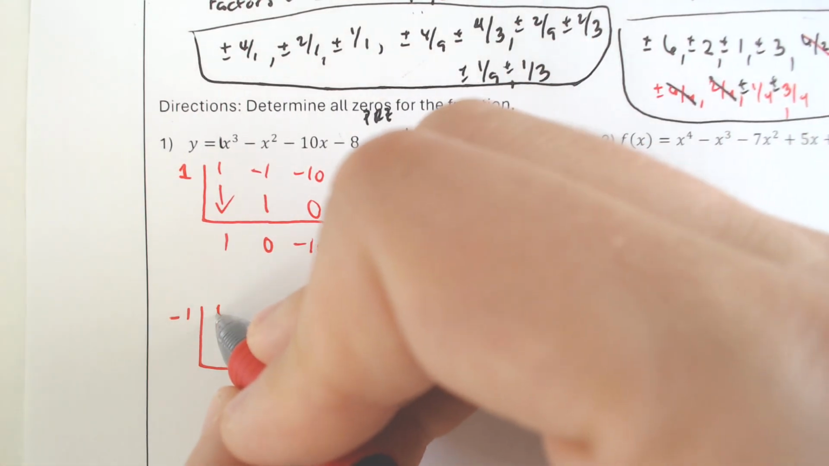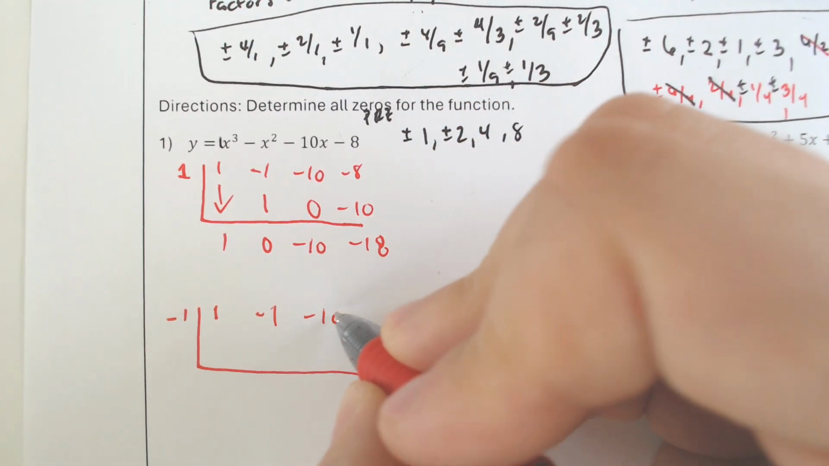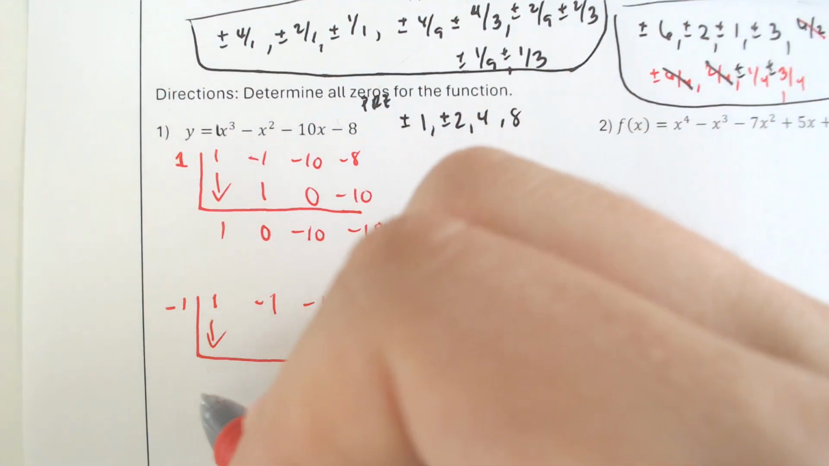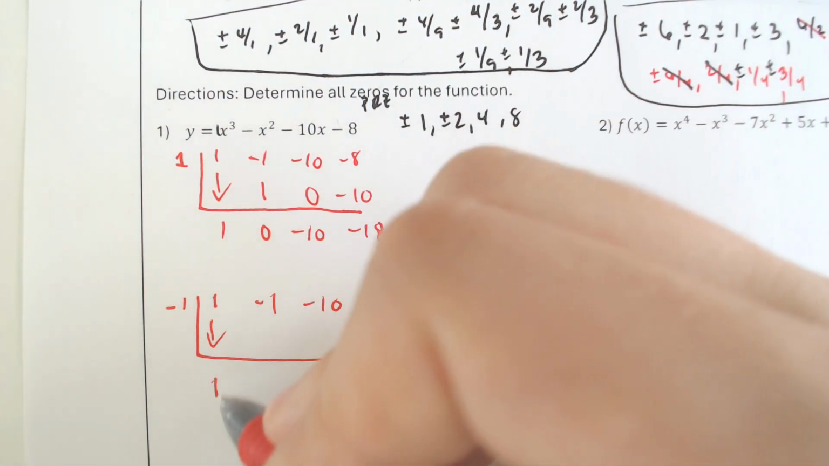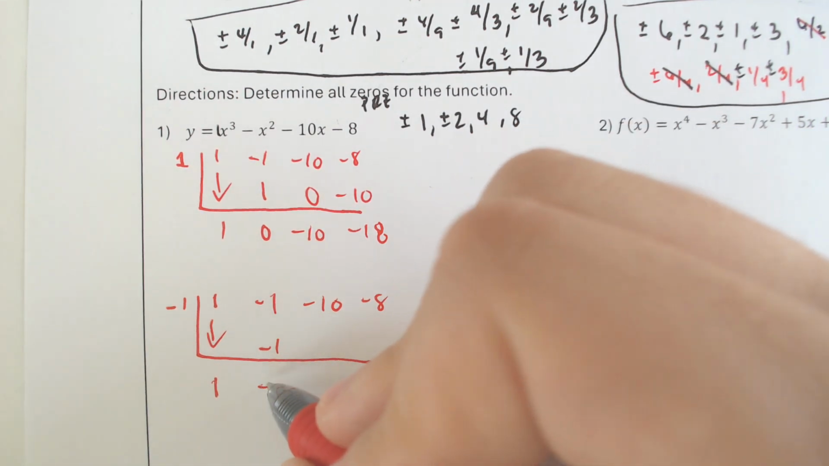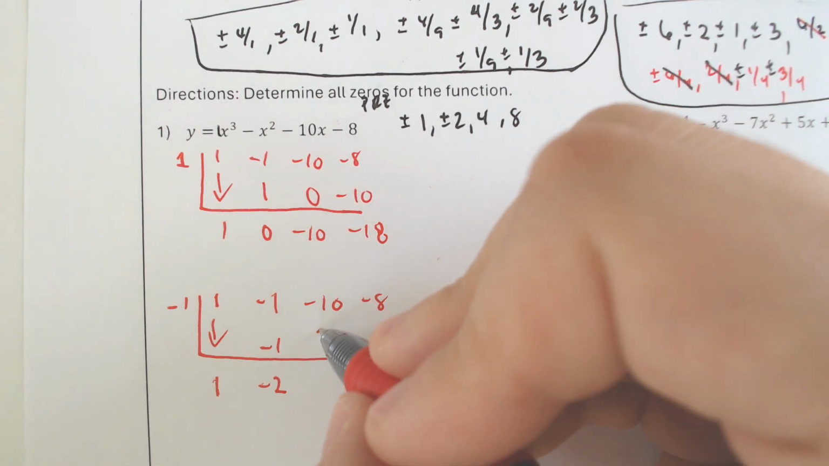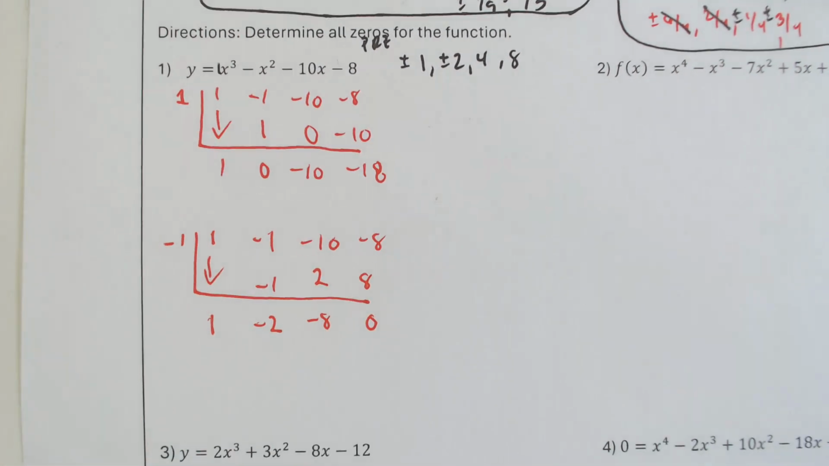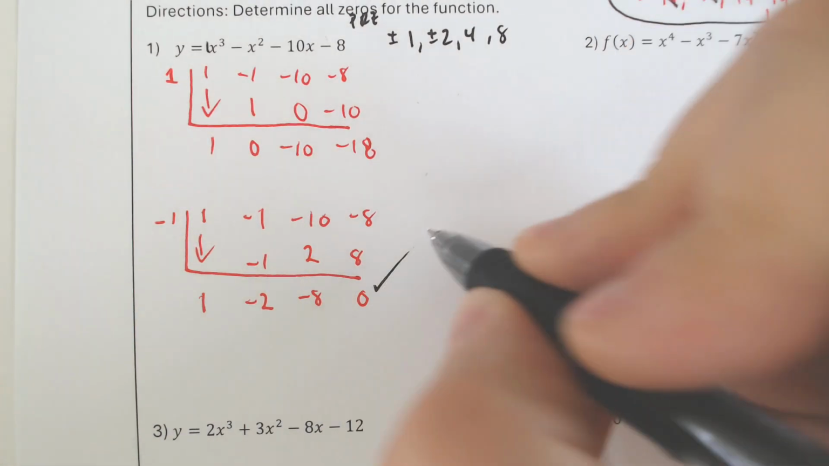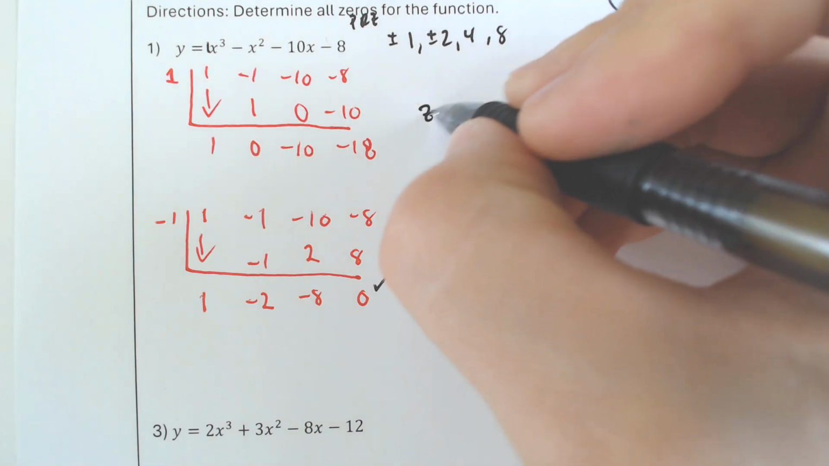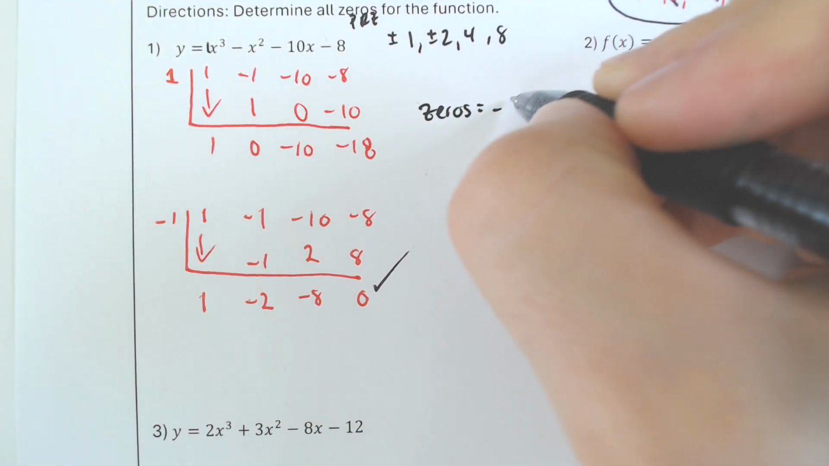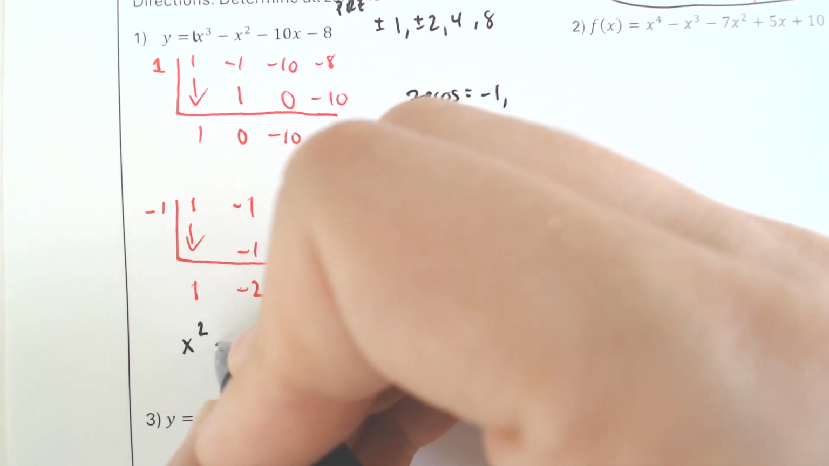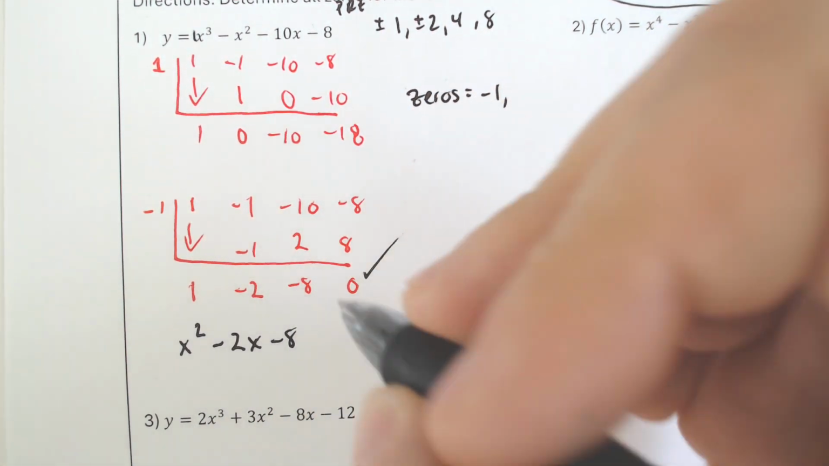We get negative 1, we got 1, negative 1, negative 10, and negative 8 because the 1 didn't work. You need to have a remainder of 0. Bring down the 1, multiply, negative 1, add, negative 2, multiply, positive 2, add, negative 8, 8, and 0. So it worked with the remainder of 0. That means one of your zeros is negative 1. We have this x squared minus 2x minus 8 left over.